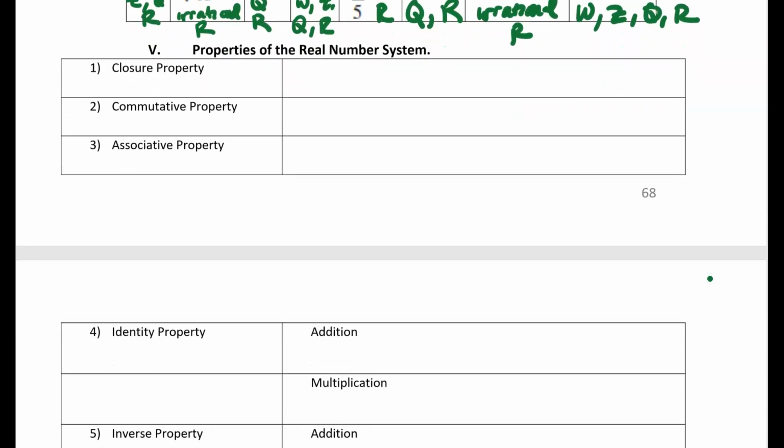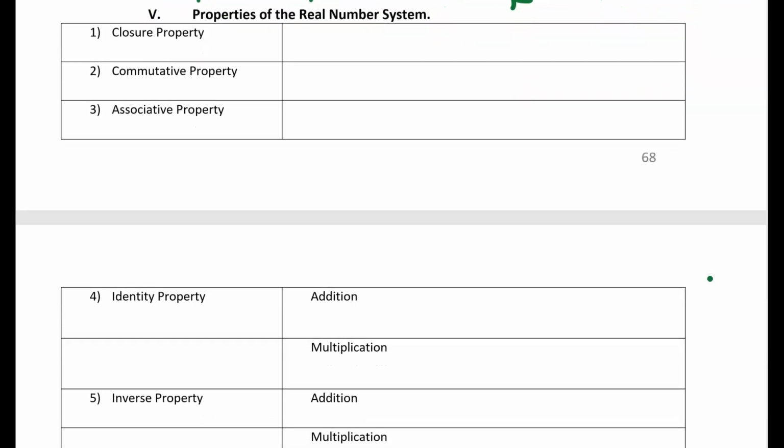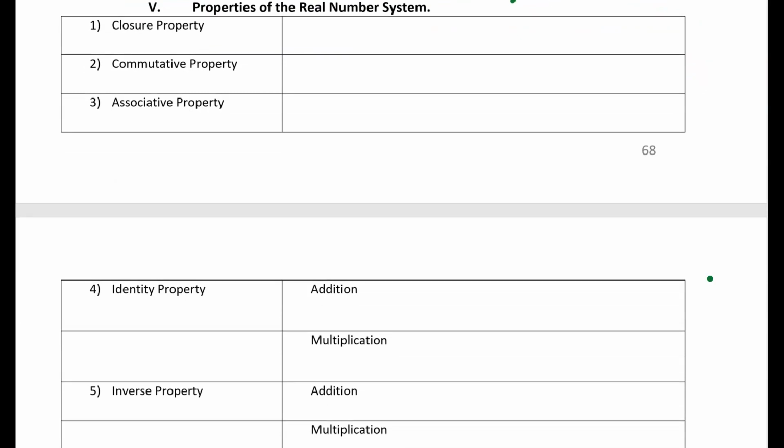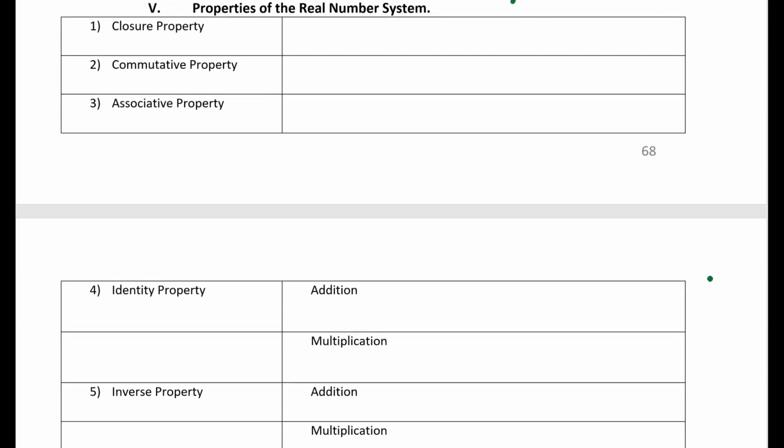Okay, so let's talk about some properties. We've talked about these before with other types of numbers, but now we're going to talk about the entire real number system. So thinking about any type of number you can think of, like decimals, fractions, basically any number, irrational numbers too.